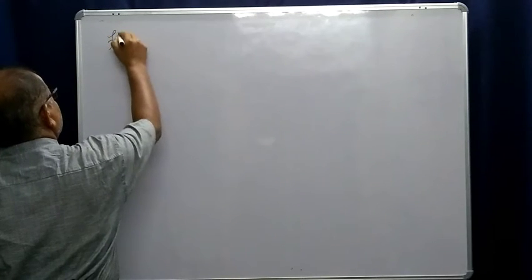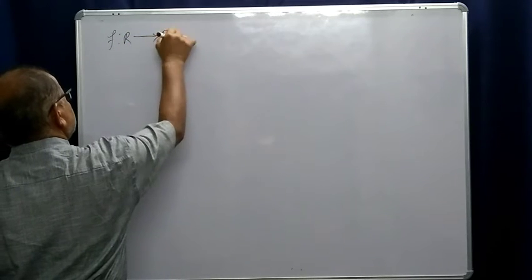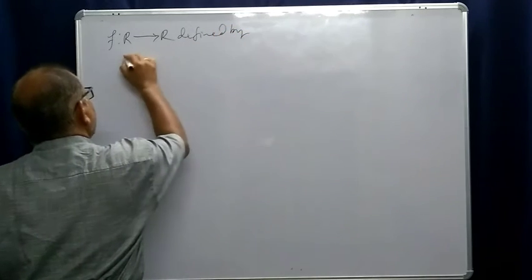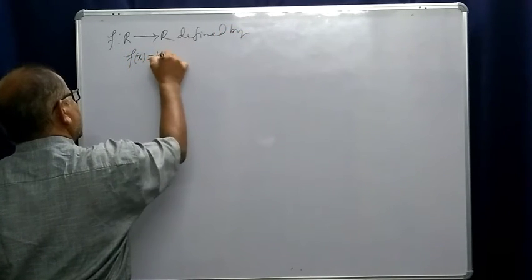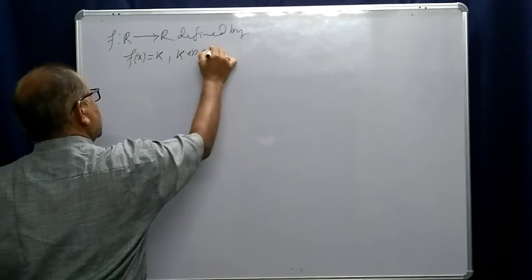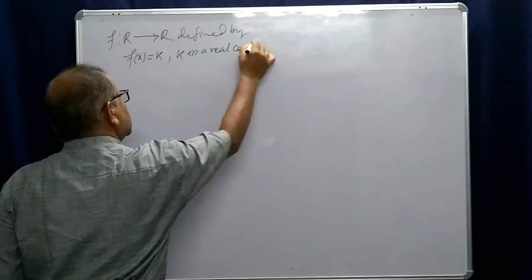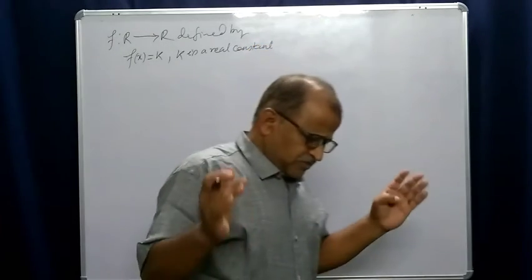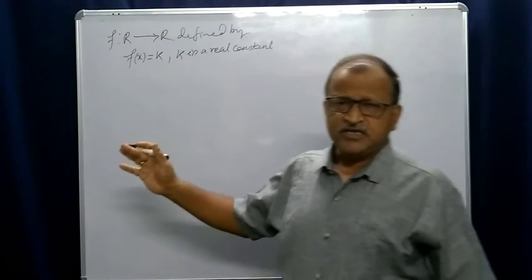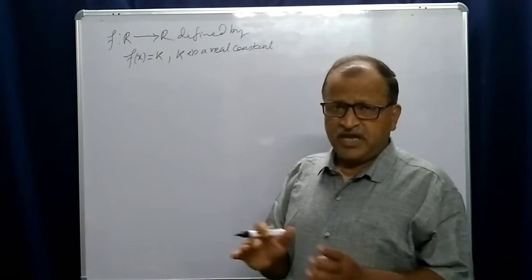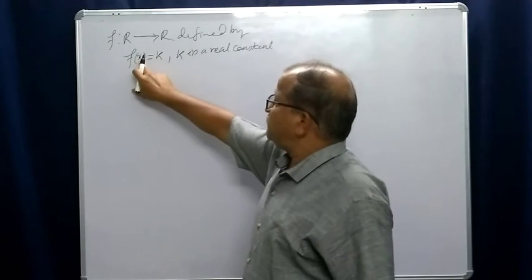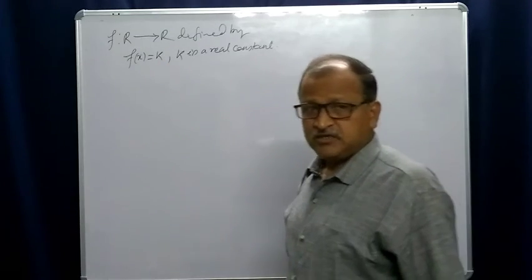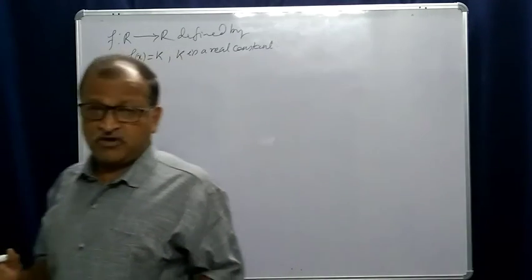f is a real function defined as f(x) is equal to k. k is a real constant. It is a real number, right? So, from its definition, it is clear that it is a many one function, because for each real value of x, the value of f(x) is always k. So it is a many one function, right?